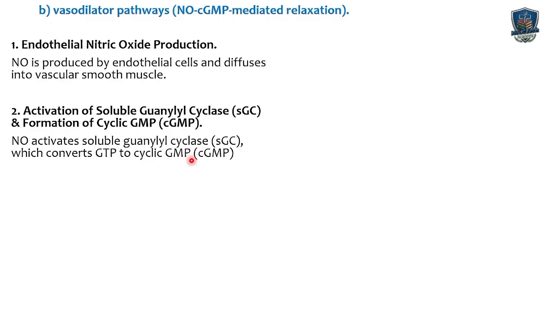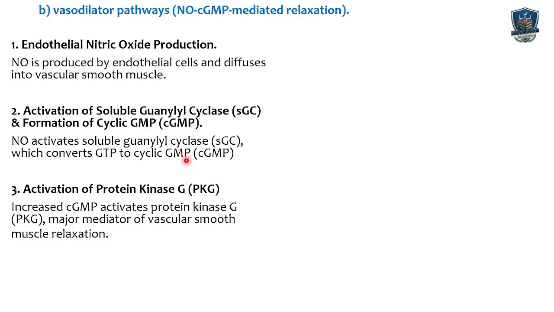So the cyclic GMP, now what happens? The cyclic GMP will lead to the activation of protein kinase G. This is what we want to have, an increase in protein kinase G. So an increased cGMP activates protein kinase G, the major mediator of vascular smooth muscle relaxation. Just like our IP3 was our major mediator in vasoconstriction, here our PKG is our major mediator when it comes to vascular smooth muscle relaxation.